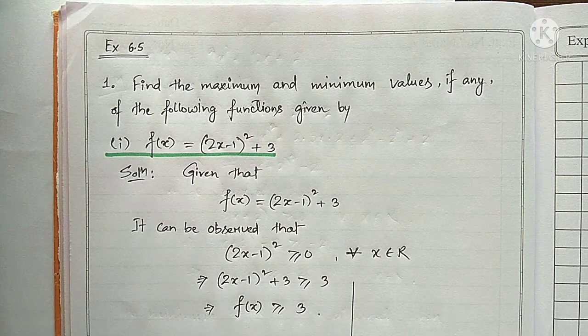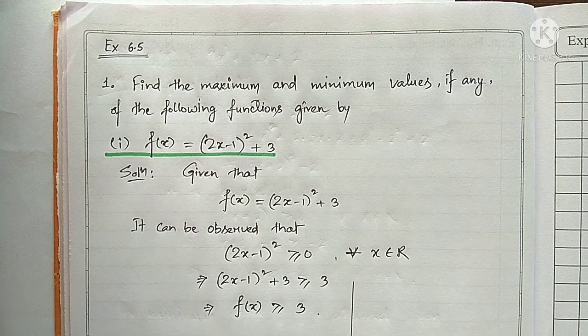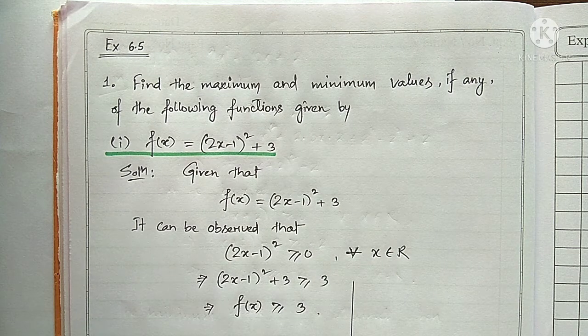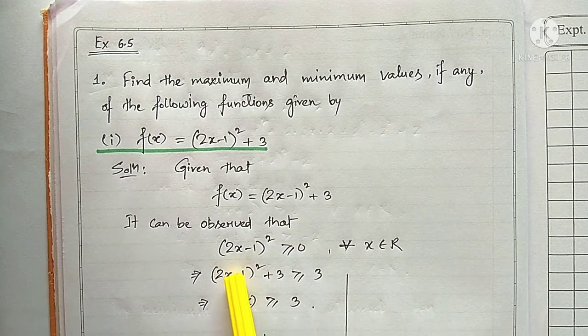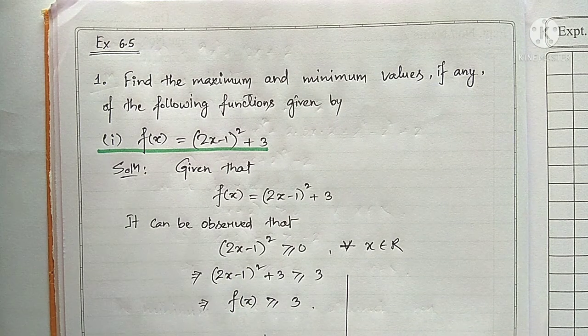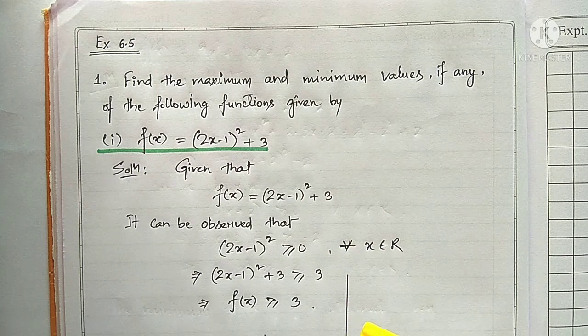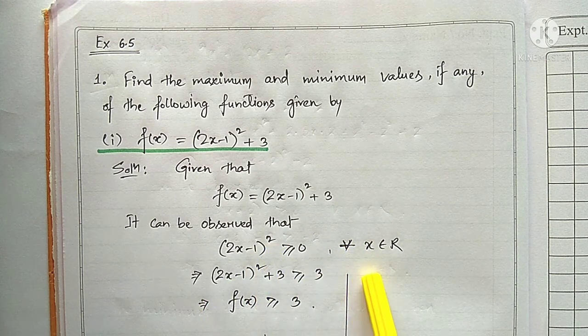At first, we write down the function. Here the function is f(x) = 2(x - 1)² + 3, where x is a real number. One thing we know very clearly: 2(x - 1)² is a whole square, which means it is never negative. So it can be observed that 2(x - 1)² is greater than or equal to 0. It may be 0 or more than 0, but not less than 0. The reason is that it is a whole square and x is a real number.